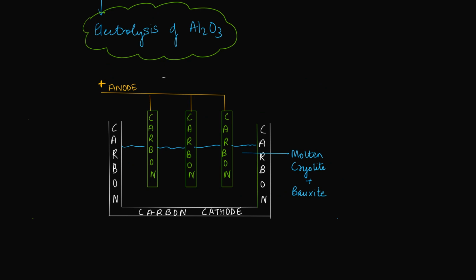The electrolyte is molten cryolite and bauxite, which is aluminium oxide, you can say. So ideally the electrolyte is aluminium oxide and cryolite. So the temperature has come down to 1000 degrees Celsius.